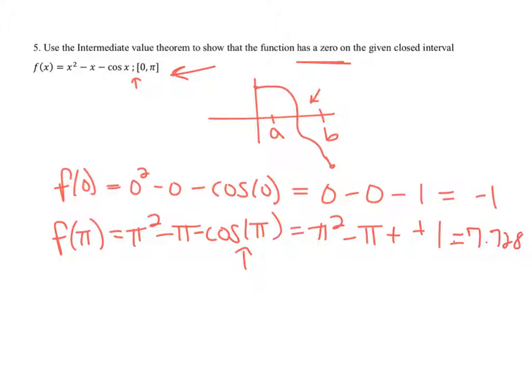Now, what the intermediate value theorem states is that if you get a value, there must be a value in between those two values. Basically, your outputs must have a value in between the two outputs. So because negative 1 is less than or equal to some value, which is less than or equal to 7.728, there has to be a 0. Because if I'm at negative 1 and I'm at 7.728, there must be a value in between those two values. So based on the intermediate value theorem, there must be a 0.